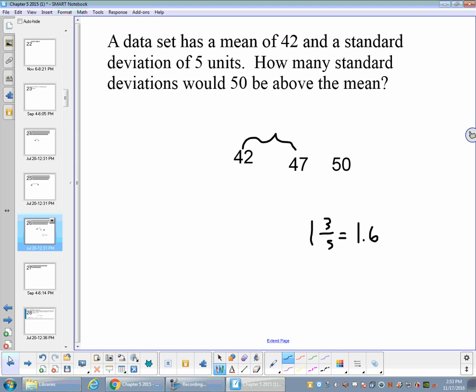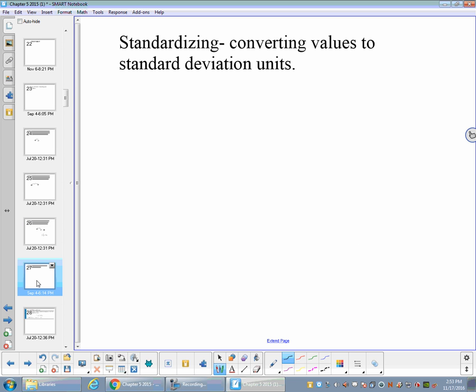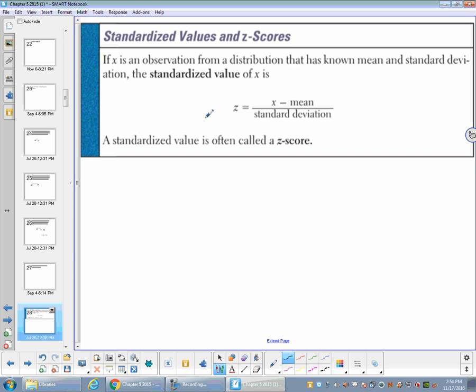What we're doing here is what we call standardizing values. Standardizing values are converting values to standard deviation units. This is something that we're going to be using throughout the rest of the year, so it's something to know well. Now, to make a value into a standard deviation value or a z-score, what we do is we take the x value, in our last example was 50, we subtract out our mean, which was 42, and we divide it by our standard deviation. Now if I take 8 over 5, I get 1.6, and arrive at the same answer that I got conceptually.